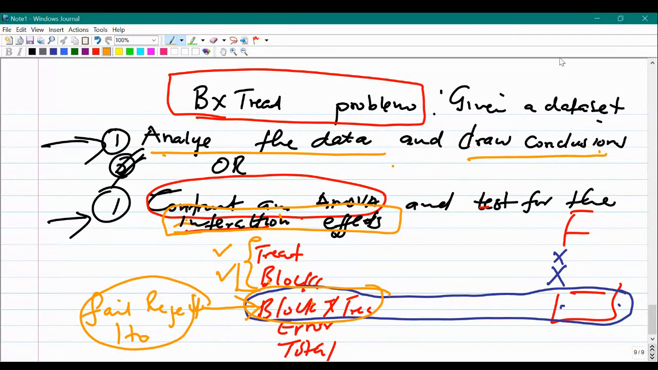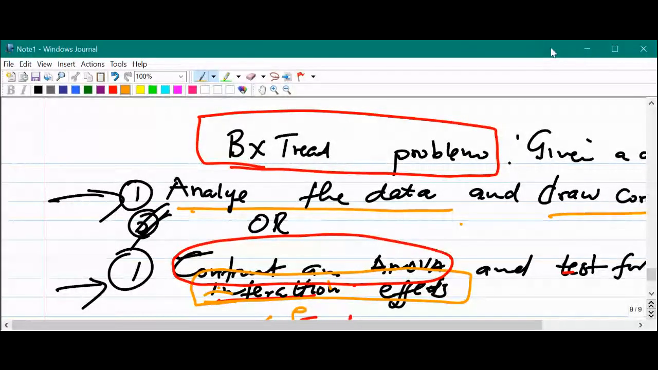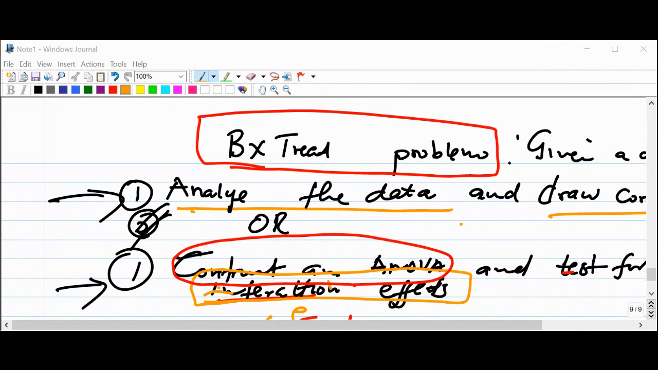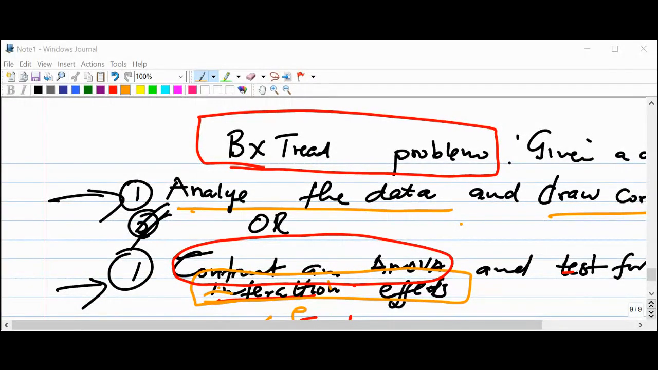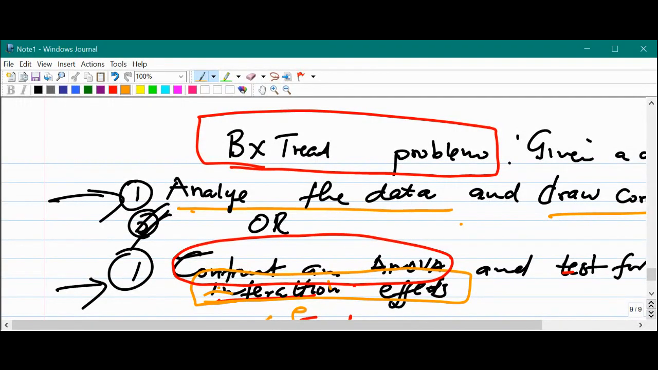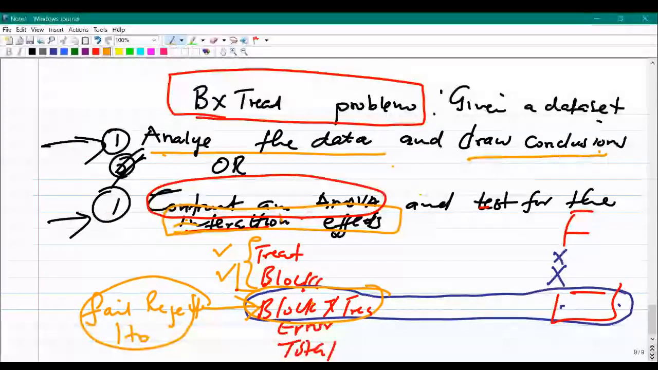Any question? Yes, sir. Sir, okay, let's say we rejected our interaction and we also rejected our treatment, which means we're no longer going to test for blocks. You remember immediately when you reject for the interaction, you don't go to other questions, isn't it? Let's say the question is the same as analysis of data. The first question.